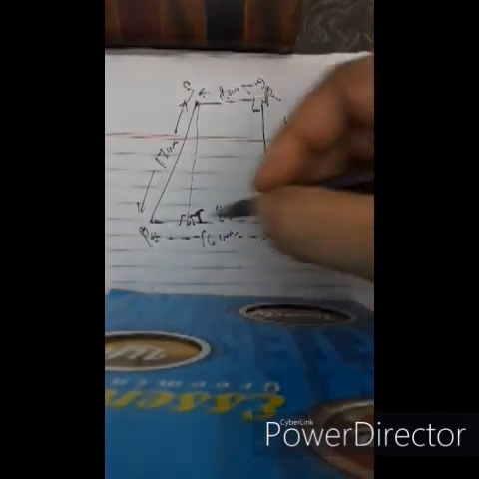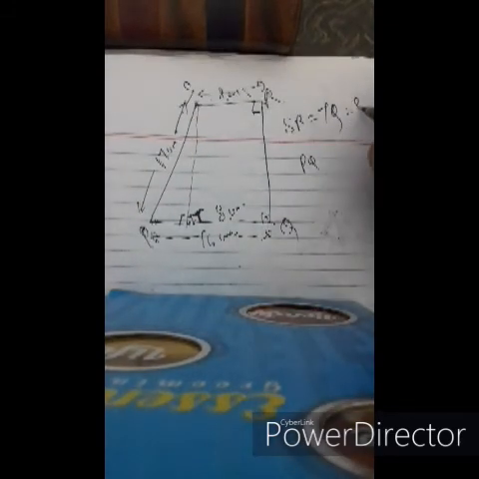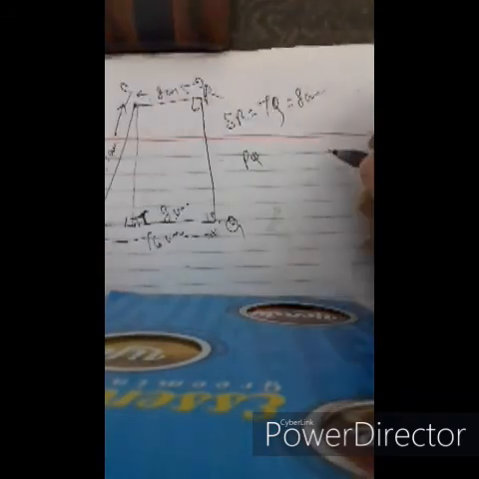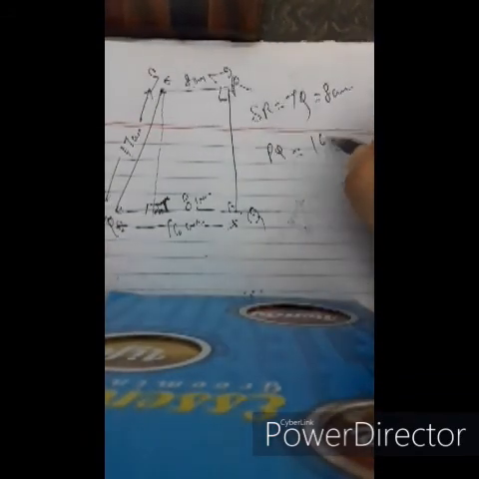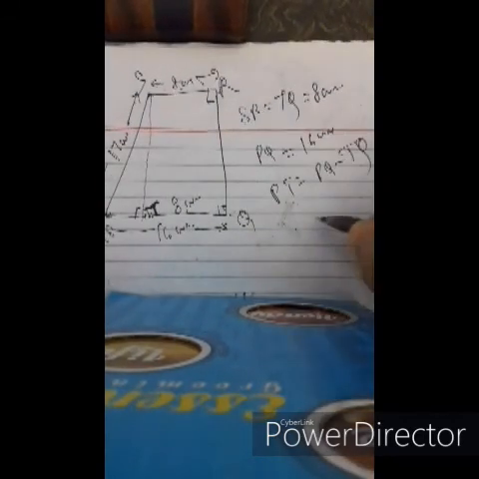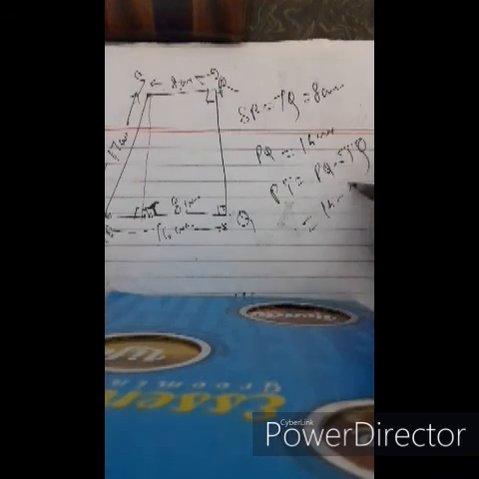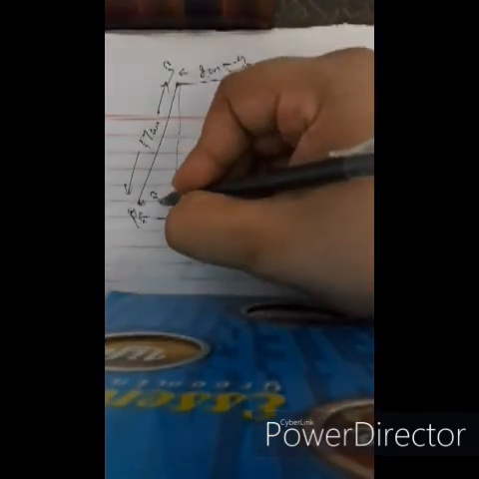So we will get PT. PQ is given as 16 centimeter, and SR is equal to TQ, equal to 8 centimeter. So PT is equal to PQ minus TQ, that is 16 minus 8, equals 8 centimeter also.